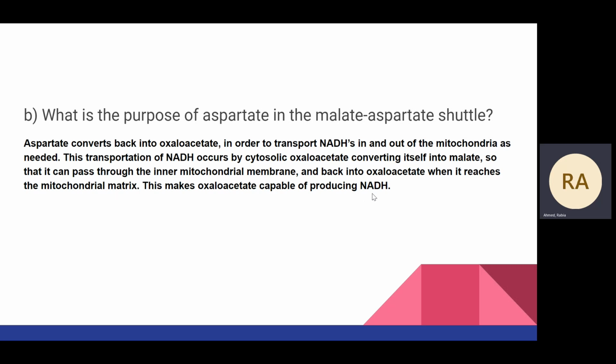So just break it down into baby steps and simplify it a little, because these shuttles and transport systems are quite specific. Just use what's the purpose of the malate aspartate shuttle and aspartate. Aspartate is usually the end product, and a reverse reaction leads back into oxaloacetate, and then it goes through malate, and then malate converts back to oxaloacetate to produce NADH. That's how you can control how much goes in and out of the mitochondria.